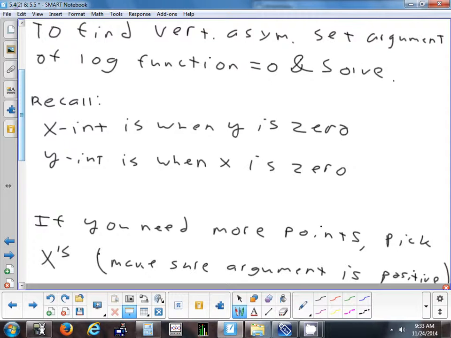And if you need more points, just pick a few more x's and graph them. But remember, logarithms only go in one direction, so you have to pick x's that make the argument positive. If you pick x's that make it negative, you're going to get undefined values. Generally, I don't think you need that many points to graph a log function. They all kind of look like that, pretty much. The only difference is if you flipped it or reflected it, but they're all going to have that basic shape.